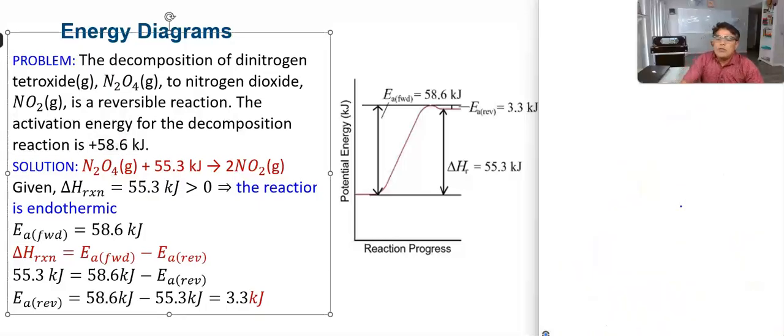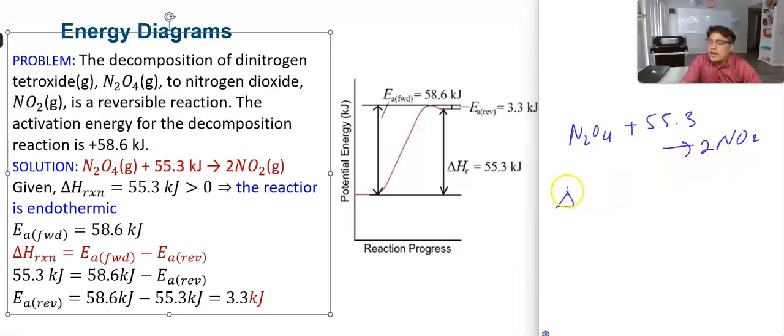So now, the activation energy for the decomposition reaction is 58.6. The decomposition of dinitrogen tetroxide to nitrogen dioxide is a reversible reaction. The activation energy for the decomposition is this much. Now N2O4 plus this energy gives you 2NO2, right? Of course, it is endothermic. Given delta H of the reaction is 55.3 kilojoule. It is positive. That's why it is endothermic.